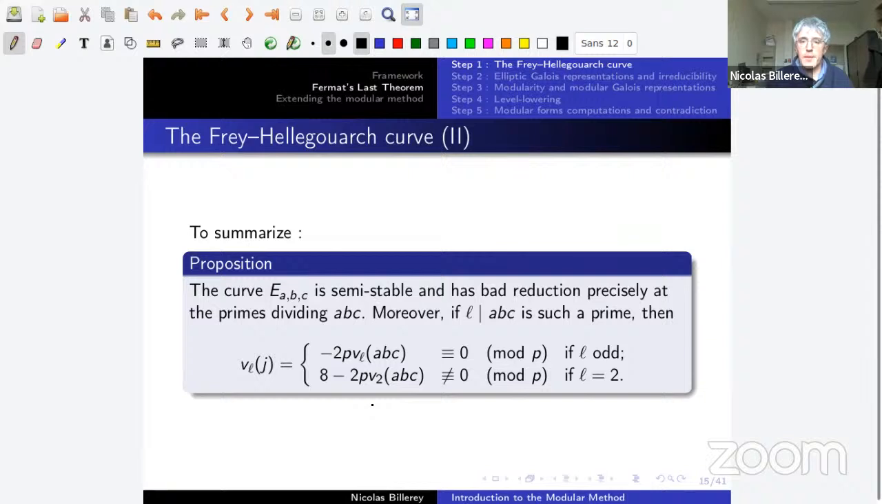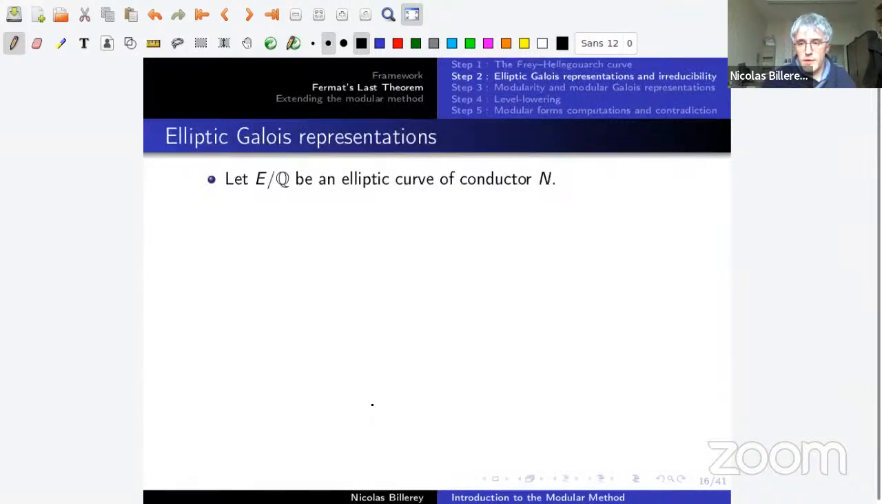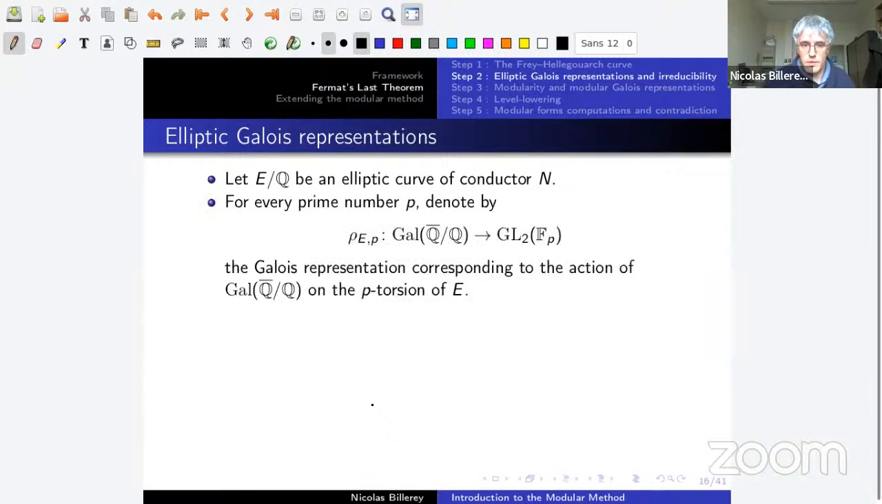So that's the first step, and that's a step which is due to Frey and Hellegouarch. It's to attach an elliptic curve with certain properties to a non-trivial primitive solution of the Fermat equation. So now let's forget about the Diophantine problem we have, and consider an elliptic curve E over Q, and call its conductor N. For a semistable elliptic curve, the conductor is nothing but the radical of the minimal discriminant.